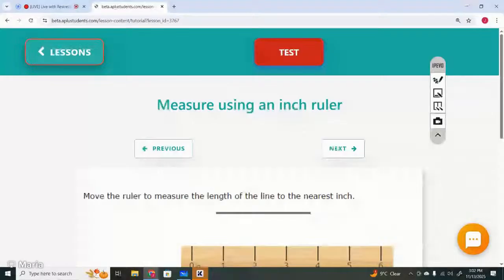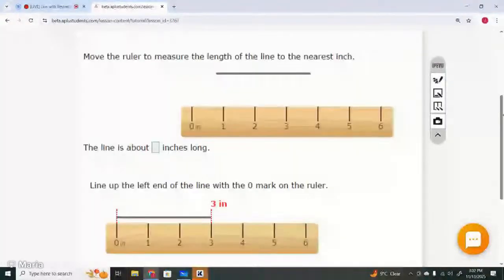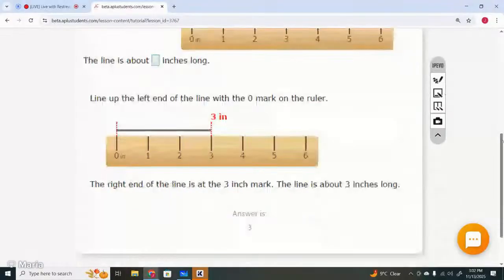Move the ruler to measure the length of the line to the nearest inch. We're going to find the length of the line. So we need to use a ruler, right? You need to line up the left end of the line with the zero mark on the ruler. Just line up this line with zero. The right end of the line is at the 3-inch mark. The line is about 3 inches long. The correct option is 3 inches long.